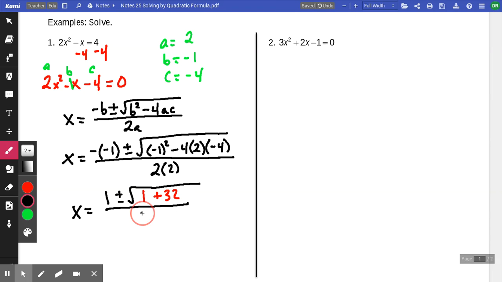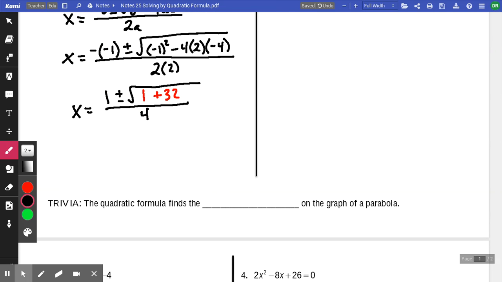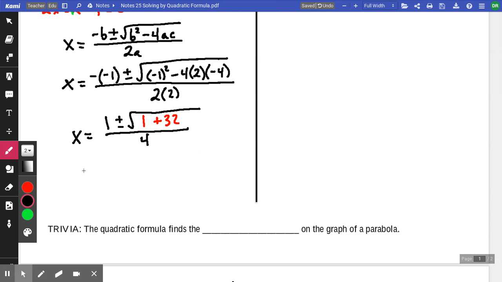Our denominator is 2 times 2, which is 4, and we are getting very close to finishing this. We just need to simplify underneath that square root, and we get 1 plus or minus the square root of 33 over 4. And we ask ourselves, well, what do we do here?